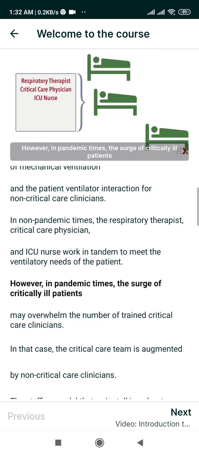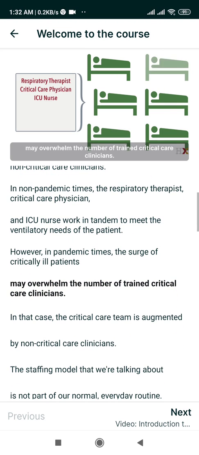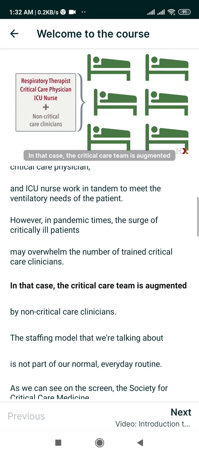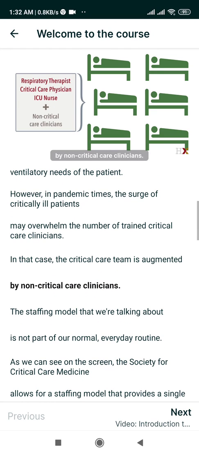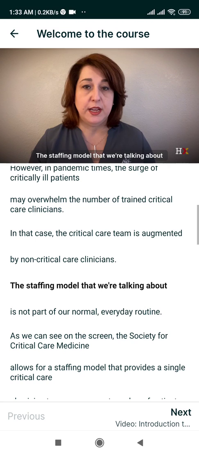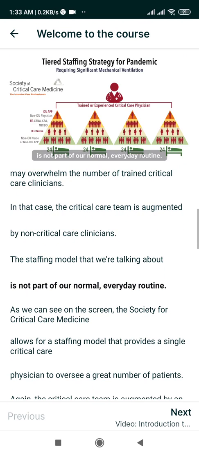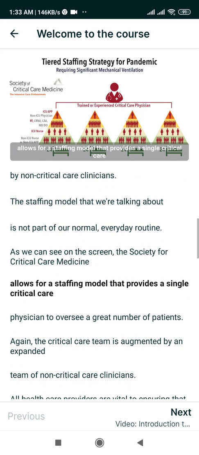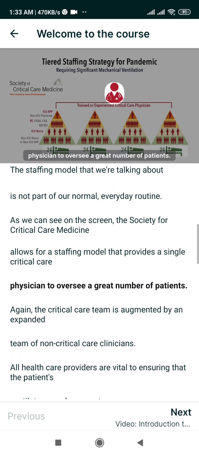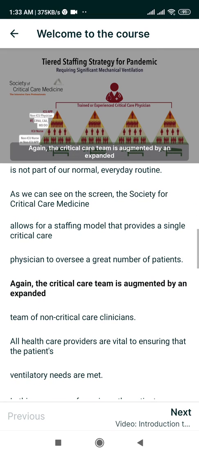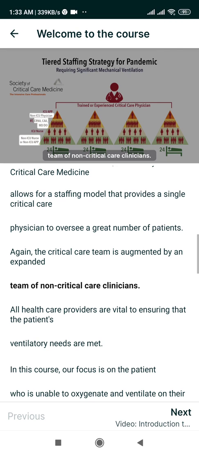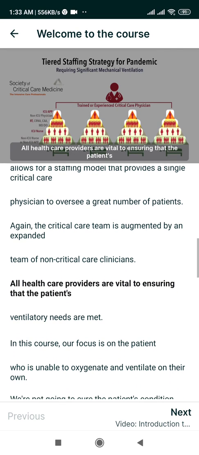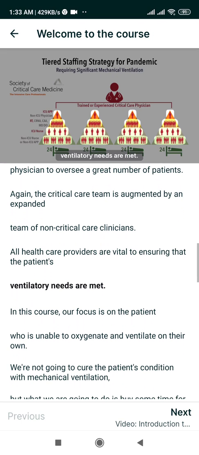However, in pandemic times, the surge of critically ill patients may overwhelm the number of trained critical care clinicians. In that case, the critical care team is augmented by non-critical care clinicians. The staffing model that we're talking about is not part of our normal everyday routine. As we can see on the screen, the Society for Critical Care Medicine allows for a staffing model that provides a single critical care physician to oversee a great number of patients. Again, the critical care team is augmented by an expanded team of non-critical care clinicians. All healthcare providers are vital to ensuring that the patient's ventilatory needs are met.